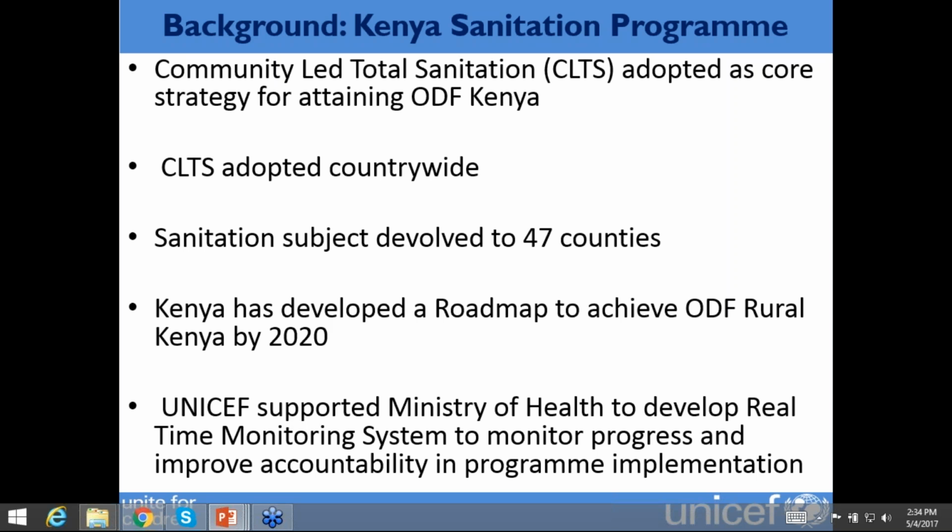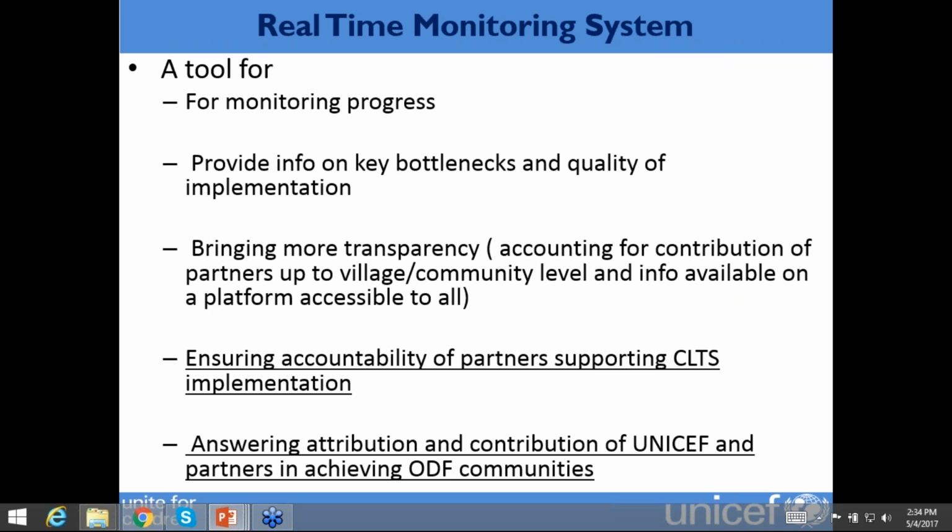Kenya has developed a roadmap to achieve open defecation free rural Kenya by 2020, and so it was important to have an appropriate monitoring system. How this paper-based monitoring system could be supported to have a real-time monitoring system, which would really improve accountability in program implementation. Just to go on a bit about the tool, this monitoring system.